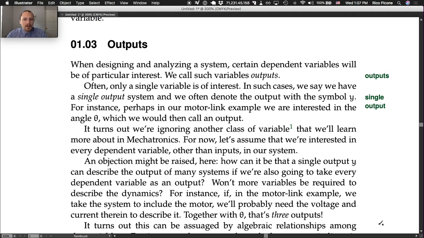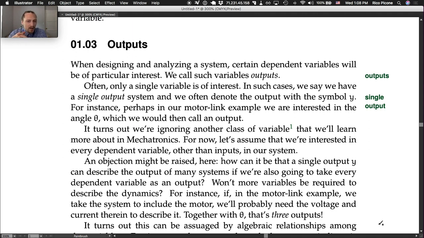It turns out we were ignoring another class of variable called state variables. We'll learn about them in mechatronics. For now, let's assume that we're interested in every dependent variable other than inputs in our system. Okay, so some of the dependent variables are inputs, like the torque would be if we considered the system to just be the link, and anything coming in from the outside would be an input, right? We're going to say everything else, all of the other dependent variables are going to be outputs.